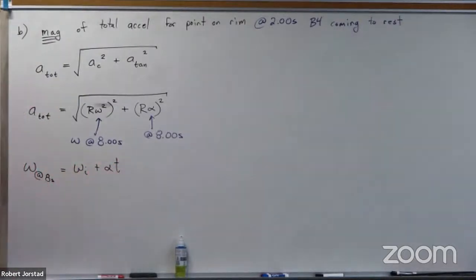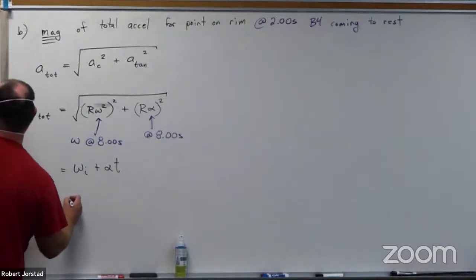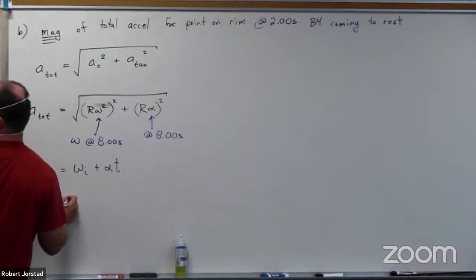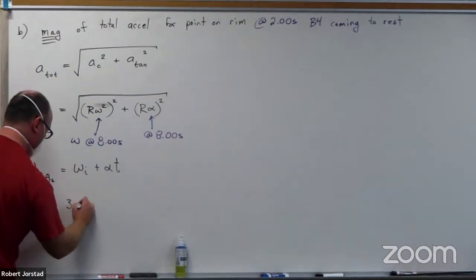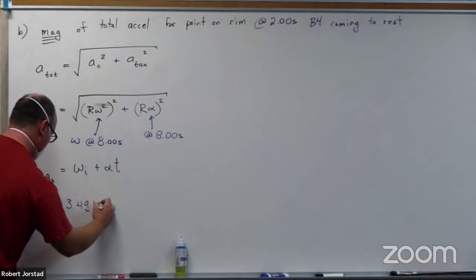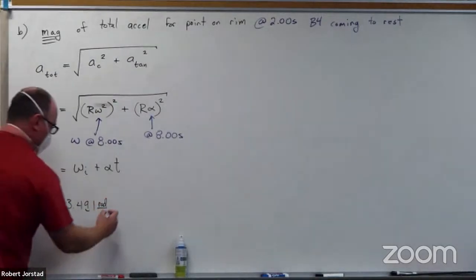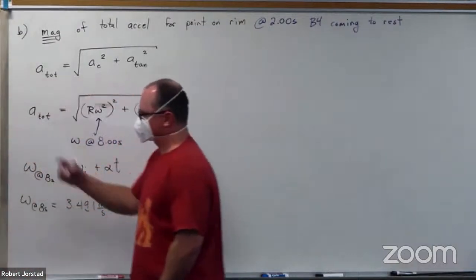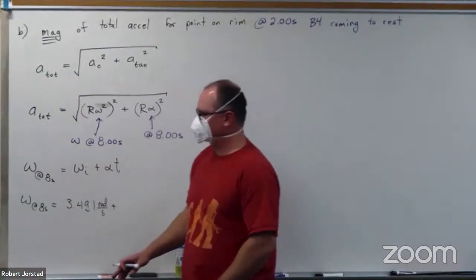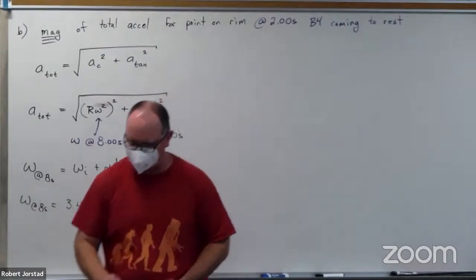Now we know alpha, so it should just be plug it in. What was omega initial? 3.491 plus alpha, here's where I'm going to use that, right? So now this is kind of important.